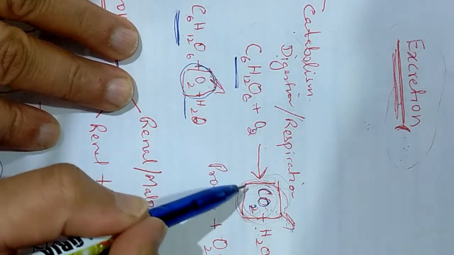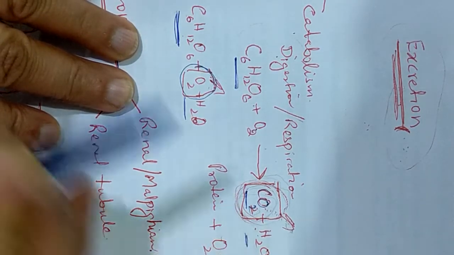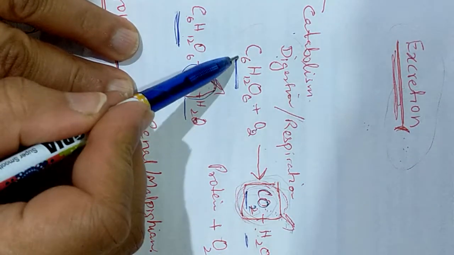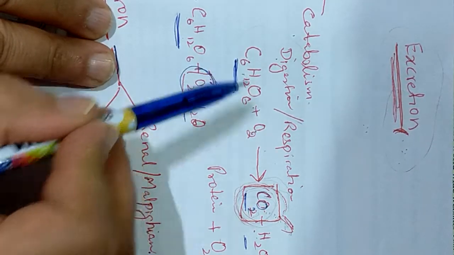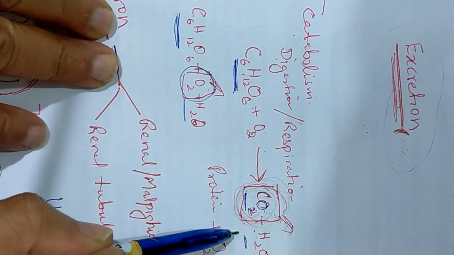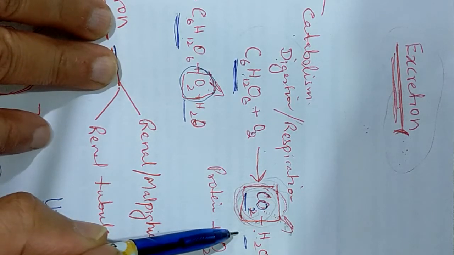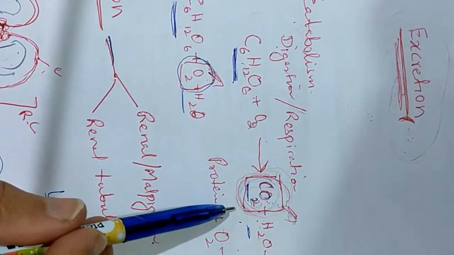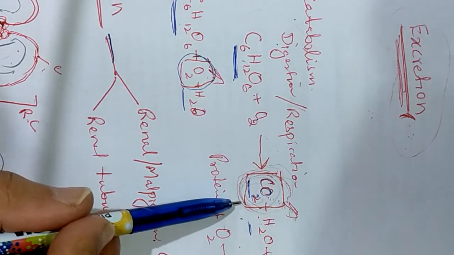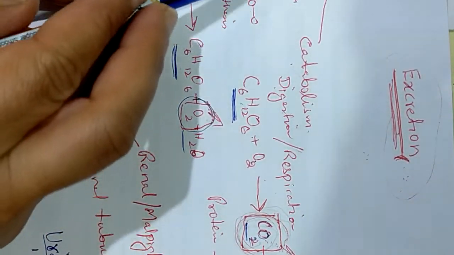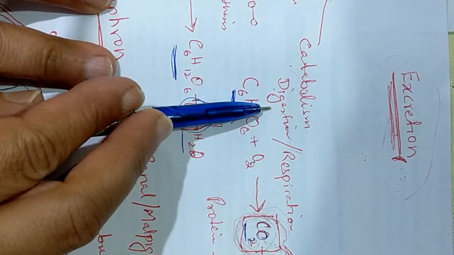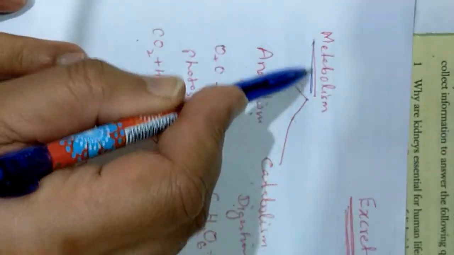Here you can see carbon dioxide and water are small molecules. Glucose was a large molecule. So larger compounds are breaking down into simple ones. So it is a catabolic activity. Such activities are called catabolic, and both anabolic and catabolic activities are included in metabolic activities.